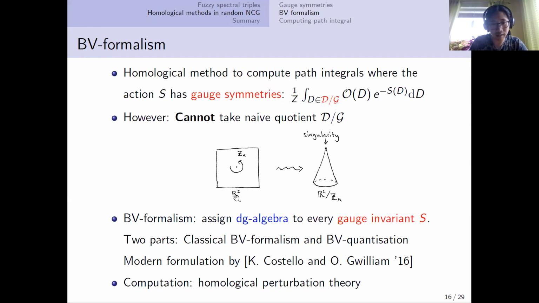If we take the plane and we have a Zn action, then if we just naively mod out this action, we obtain this cone here. However, we have a fixed point at the origin, which means that there is some kind of singularity. This object is then no longer a space of the same type as before. It's no longer a manifold.